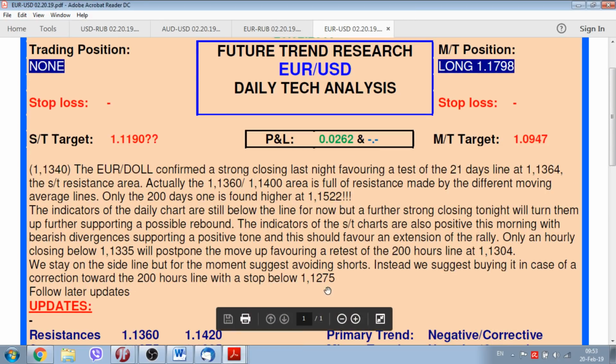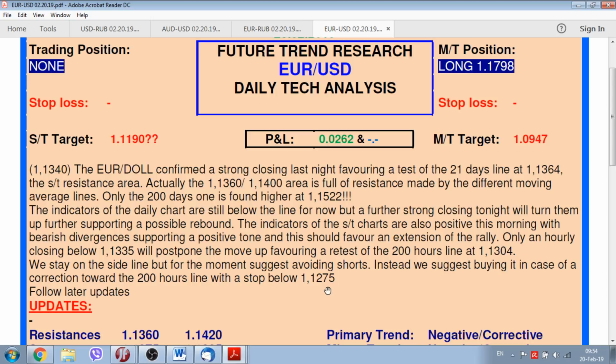It seems to us probably the euro dollar is really very interesting at the moment. We are seeing at the moment the weakness of the United States currency, and not only against the euro, but as regarding the euro dollar, let's see the technical point of view expressed by FutureTrendResearch.